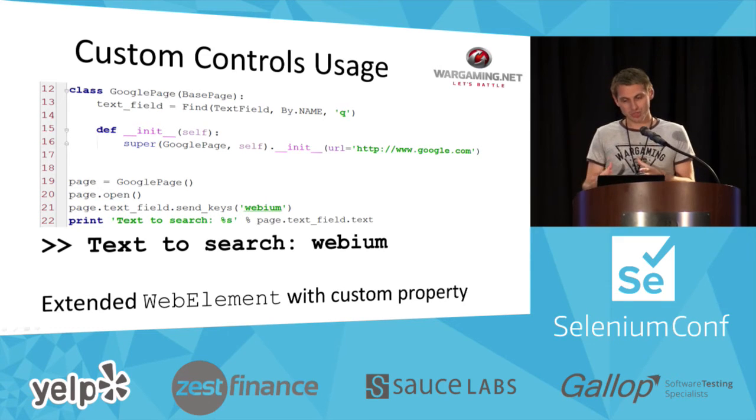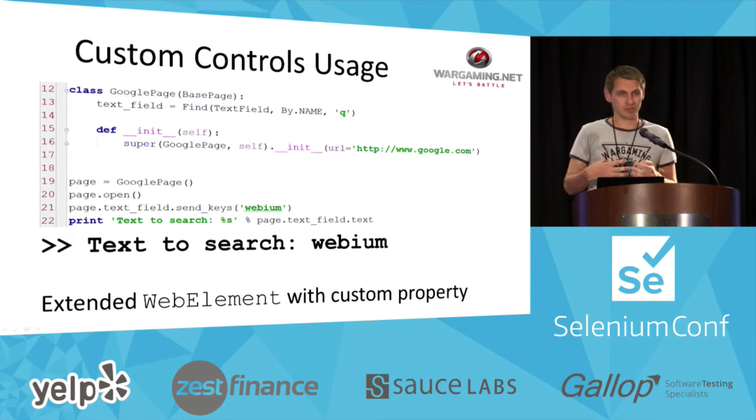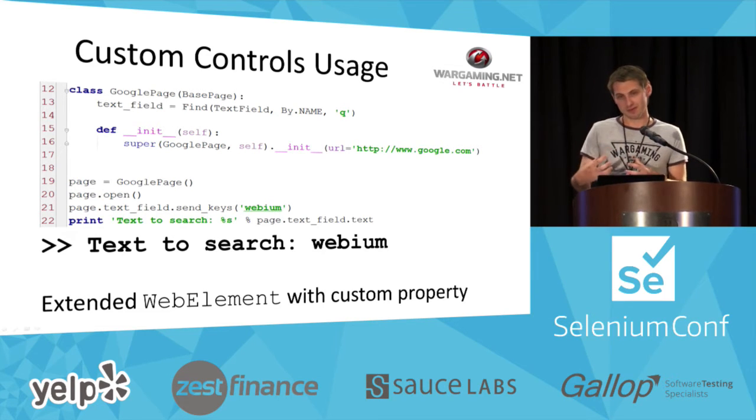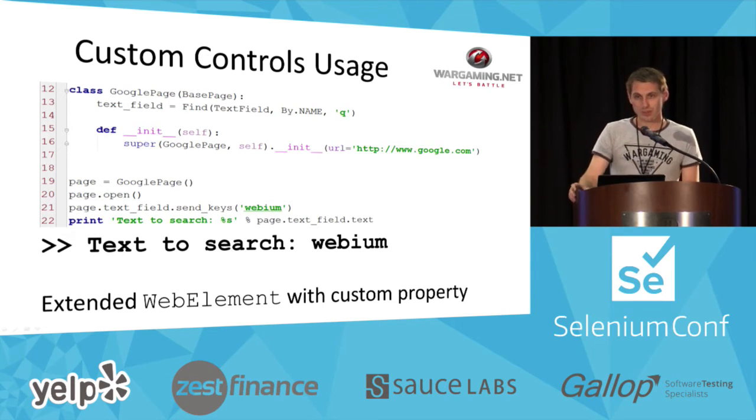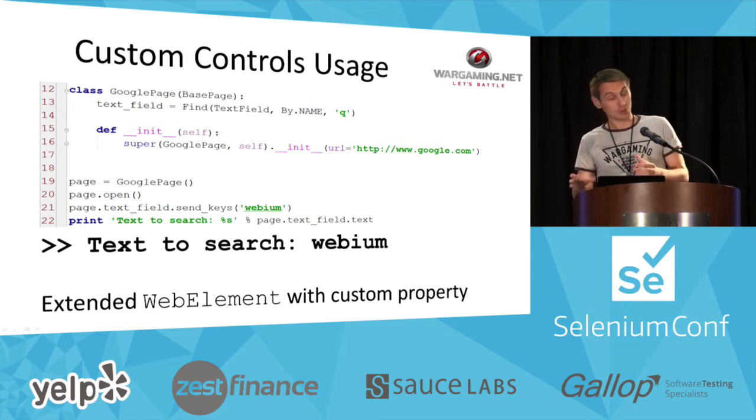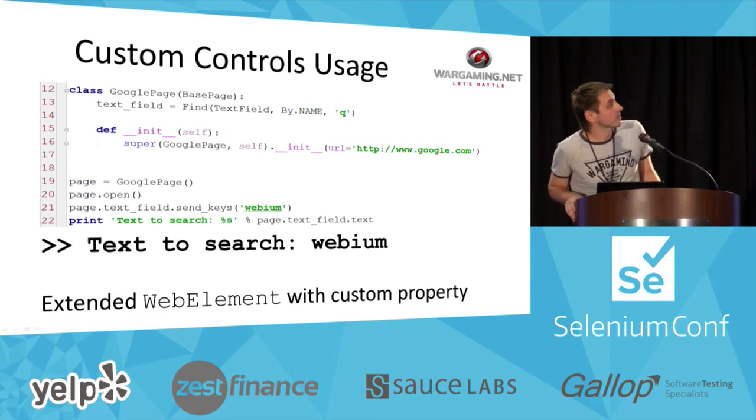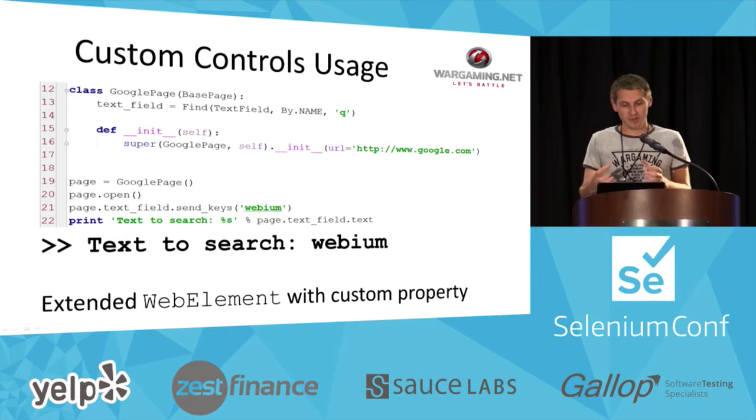You create a page object which has some custom behavior, some custom fields. So, once you access the text property of the text field, the instance of custom class is returned instead of web element class.